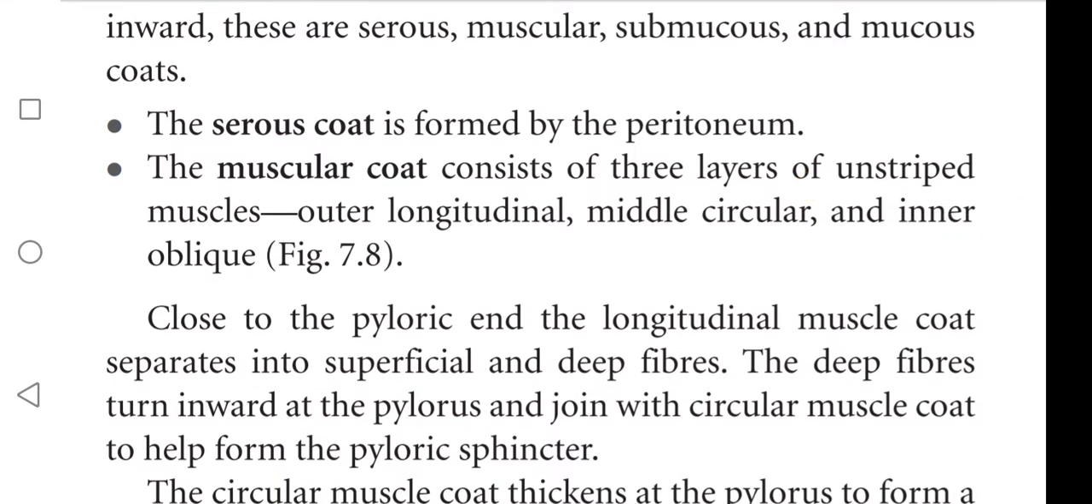Serous coat is formed by the peritoneum. The muscular coat consists of 3 layers of unstriped muscles, which we can't separate. Outer longitudinal, middle circular, inner oblique.